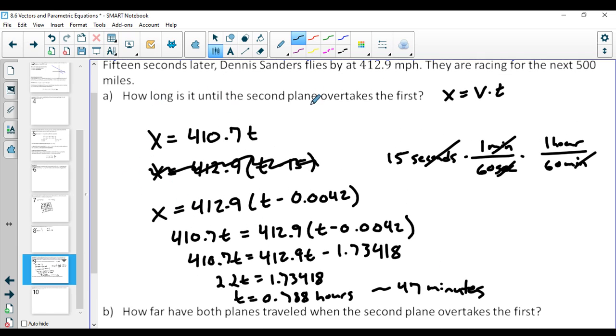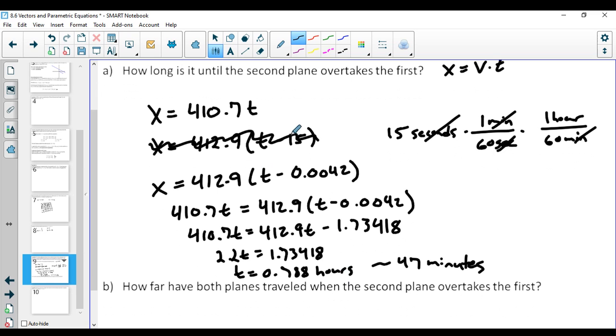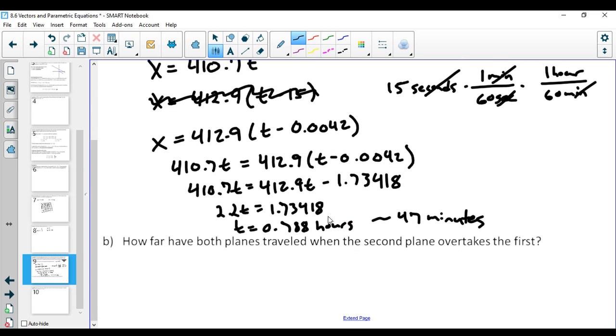And that tells us how long until the second plane overtakes the first, because when they're at the same distance is when it's overtaken. You have one that was already in the lead, with that 15-second head start, and you have the other one that passes the gate going faster. Eventually, it's going to catch up. So how long until it overtakes the first should be right when it catches up. Then they'll be tied, and then it'll take over. So right at around 47 minutes or 0.788 hours is when it'll catch up.